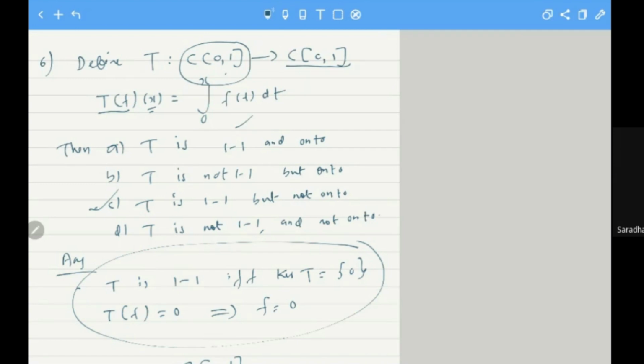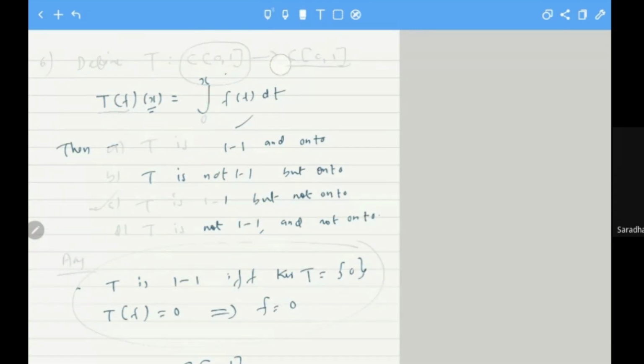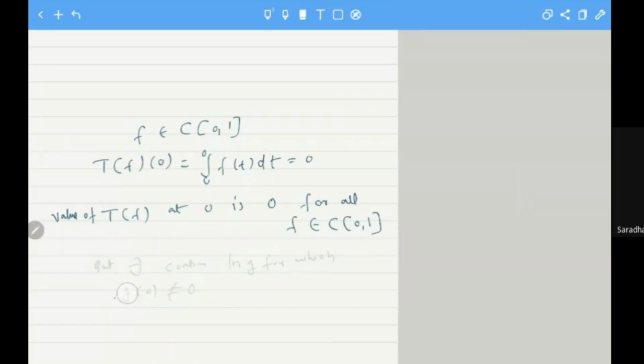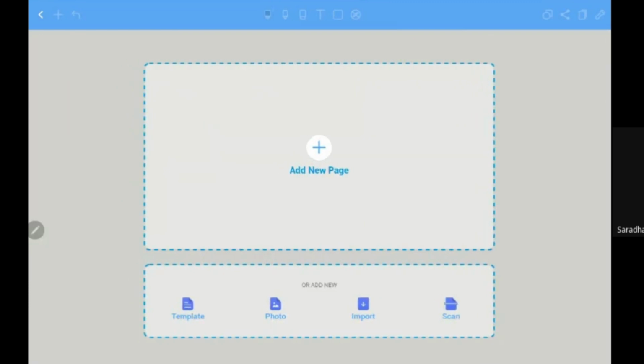Now the next problem, we'll consider what happens if you work with a finite dimensional vector space. I'm moving to the next problem. We are moving to the 7th problem.